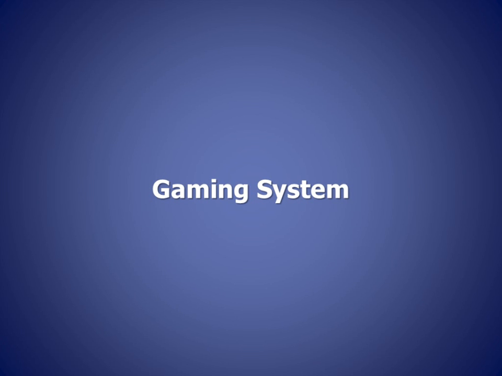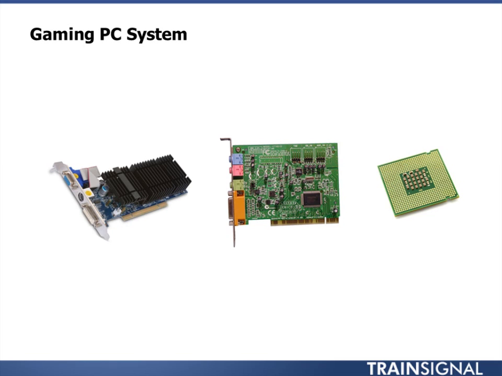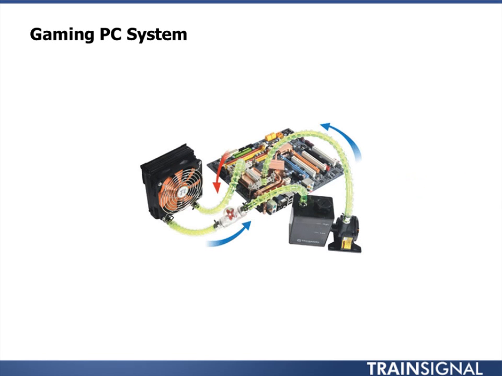And now we move into the gaming systems. Okay, when we're talking about a gaming PC, here we go. What do we need? We need high-end video. We need high-end sound. We need a lot of processing power. And this is where you're going to want to have your fancy schmancy cooling system.